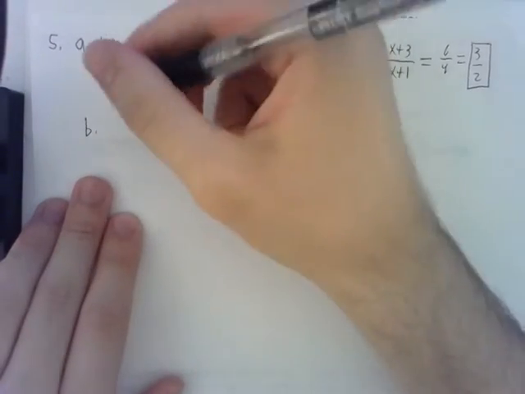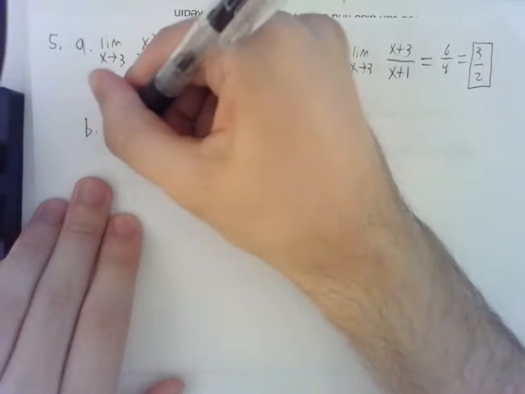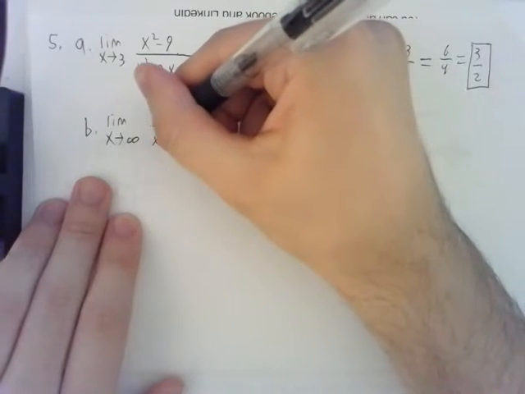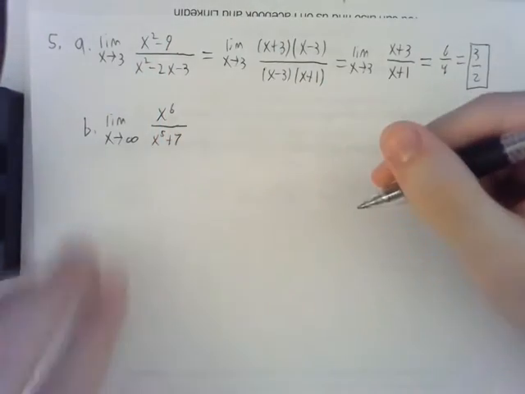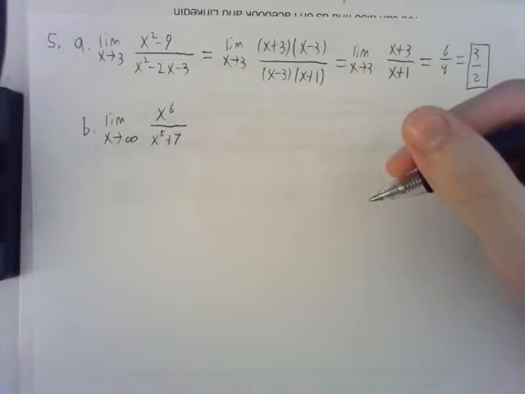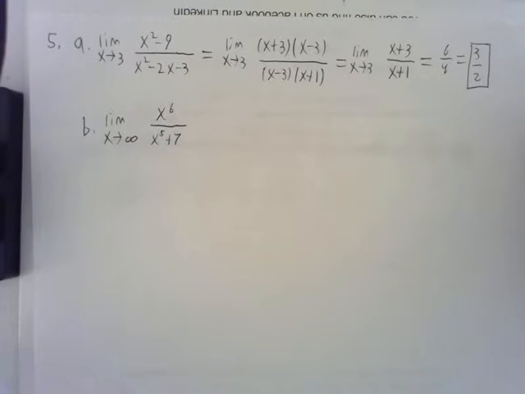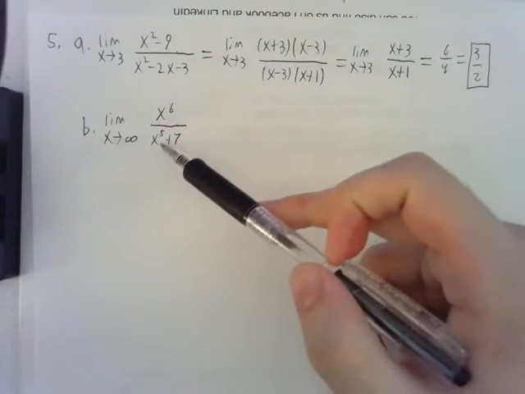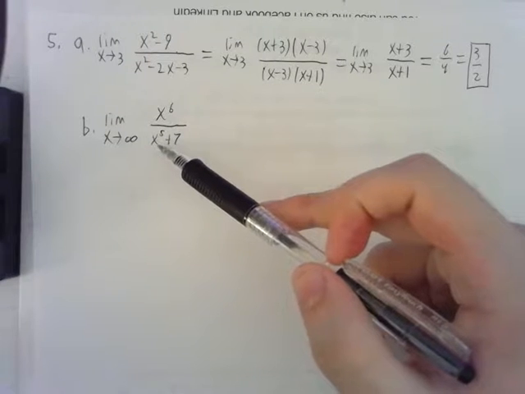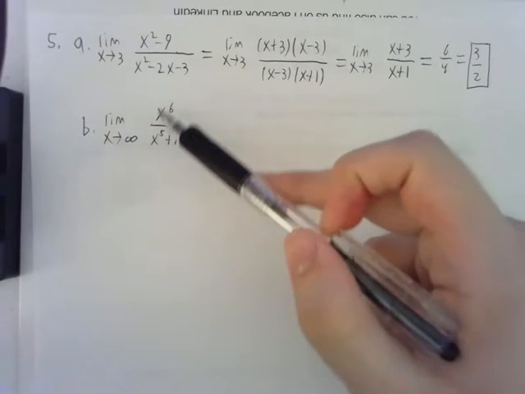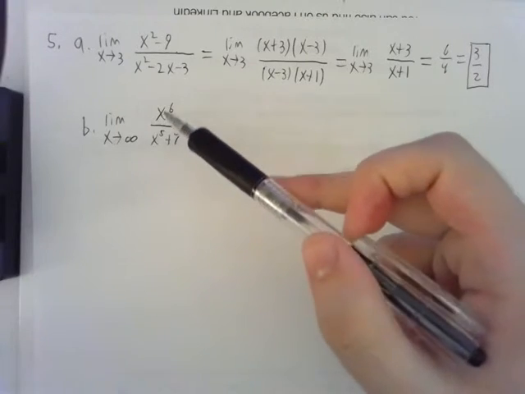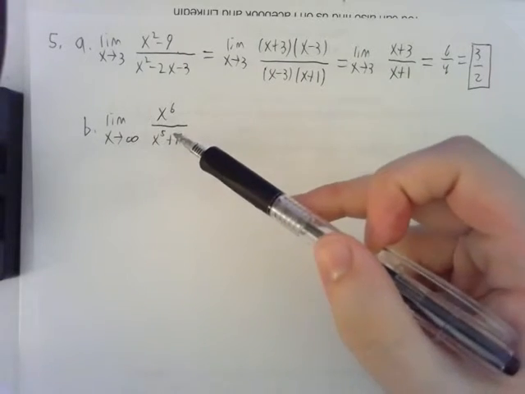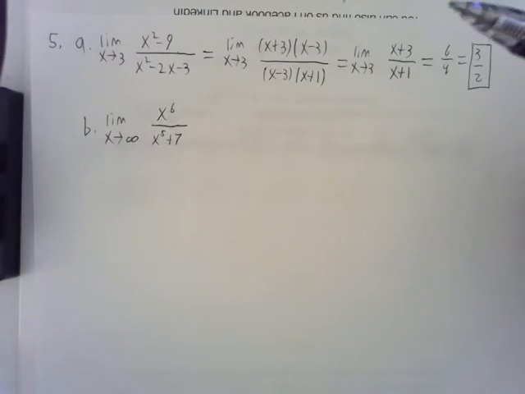Okay, so now for part B, we have the limit as x goes to infinity of x to the 6th over x to the 5th plus 7. So in this problem, we see that the power in the numerator is higher than the power in the denominator. That means the numerator should be growing much faster than the denominator. So as x goes to infinity, this fraction should also be approaching infinity. So we expect that the limit is infinity, or you could say the limit does not exist.